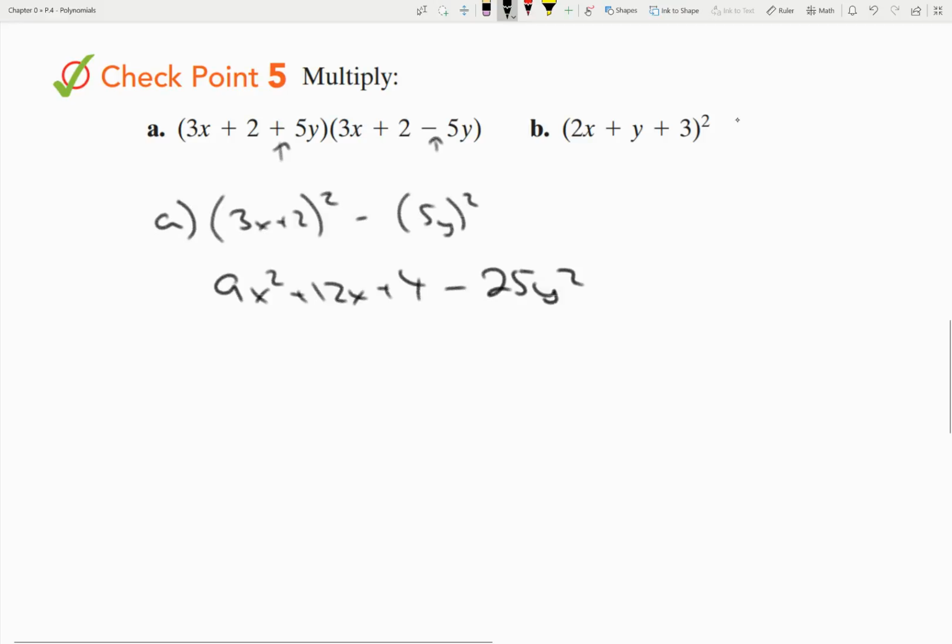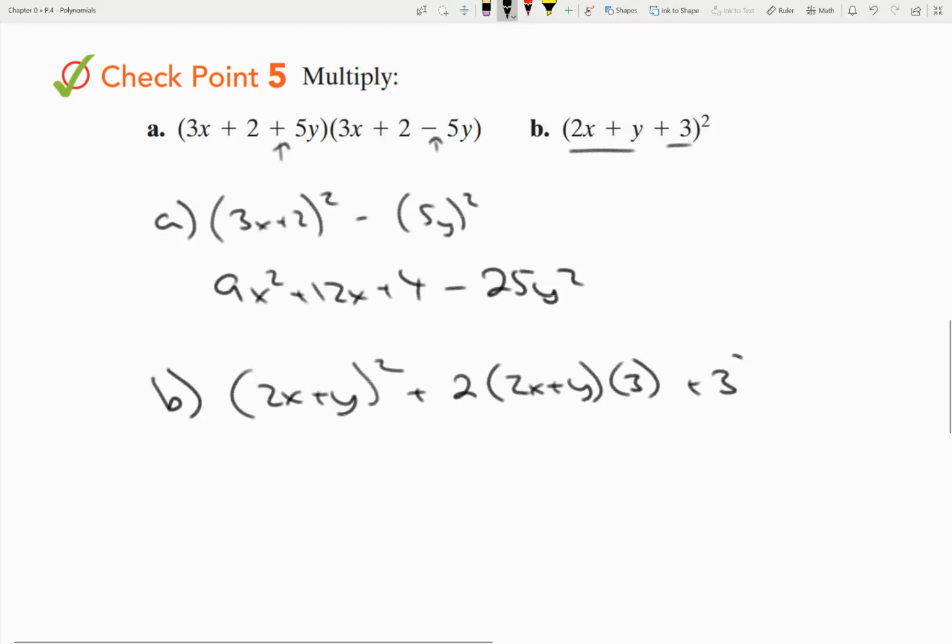Okay. And for part B, we have 2x plus y. No real benefit to doing it like this, but I'm used to it, right? So I'm going to call this A and I'm going to call this B. Plus 2 times 2x plus y times 3 plus 3 squared. 2x plus y squared gives me 4x squared plus 4xy plus y squared.